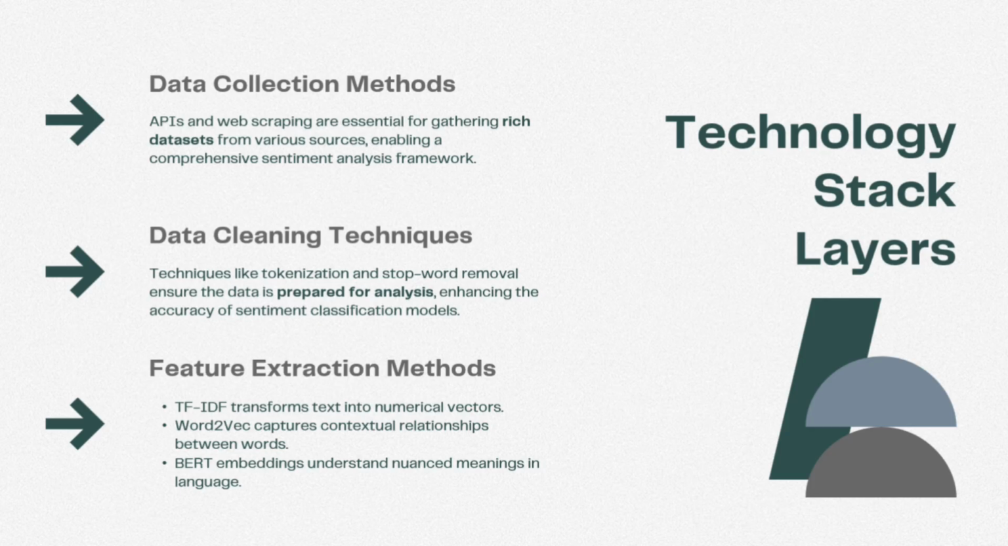Let's briefly peek under the hood at the technology that powers this. There are three key layers. First, data collection. This is where we use tools like APIs and web scraping to gather the raw data from all those different sources. Second, data cleaning. Text data is often messy. We use techniques like tokenization and stop word removal to prepare that data for analysis, which is vital for getting accurate results. Finally, feature extraction.